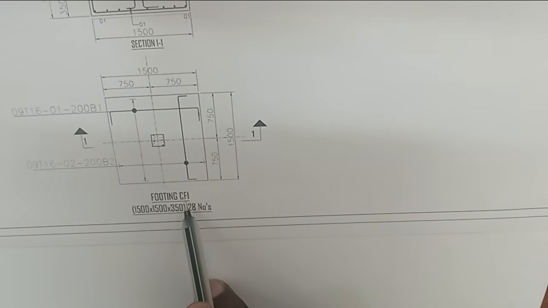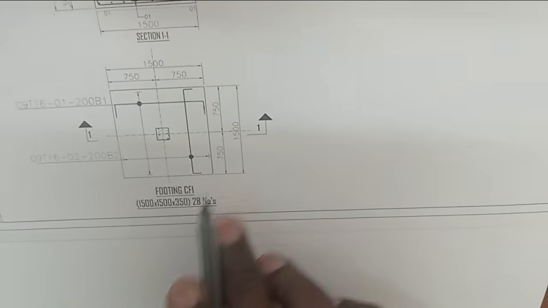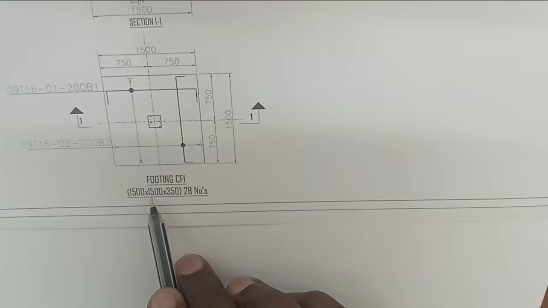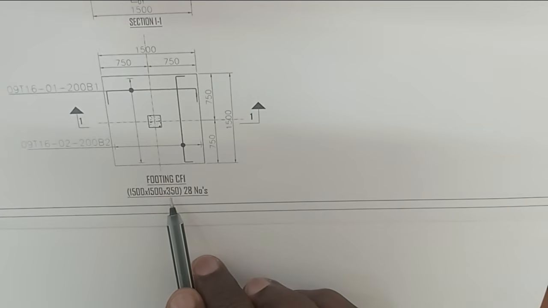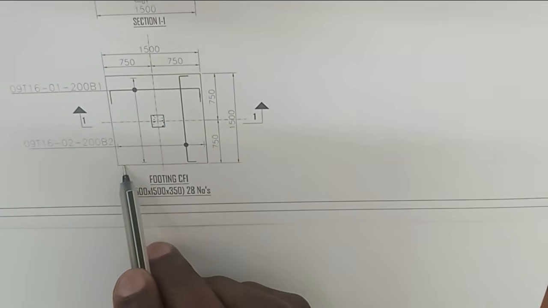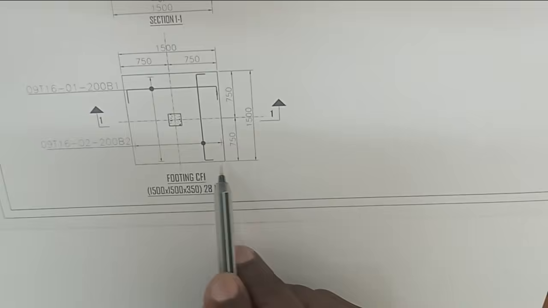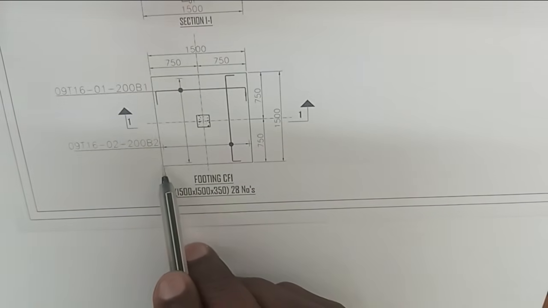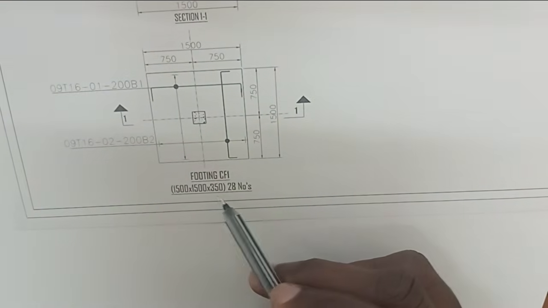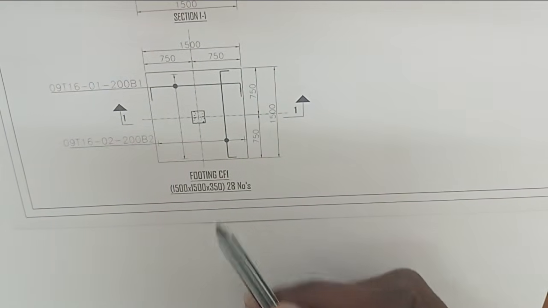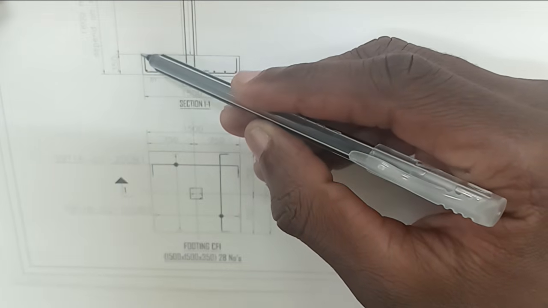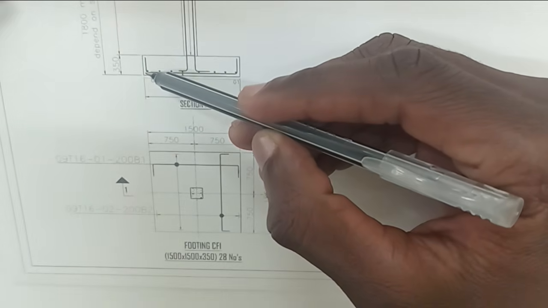This is column footing of type 1, whose dimension is 1.5 meter by 1.5 meter by 350 millimeter. This means that 1.5 meter is the length of this footing, from this point to this point, and 1.5 meter is the width of this footing. Also, 350 millimeter is the thickness of this footing, from the soil up to this height.